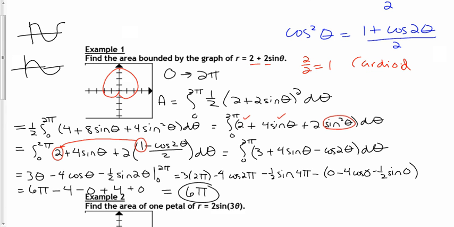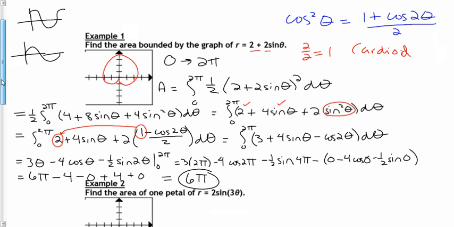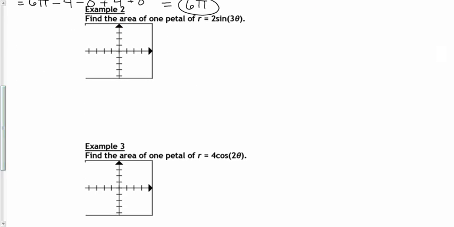So the difficult part is not the setup typically. The bounds can be tricky to get, and then the work involved by hand can be tricky. So let's go ahead and look at example 2. So for example 2, I have a rose. So I know that this is going to be a rose. I know that this thing right here is odd, which tells me I need to go from 0 to pi. If it was even, it would be 0 to 2 pi.